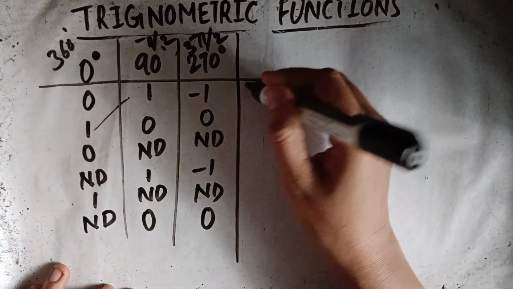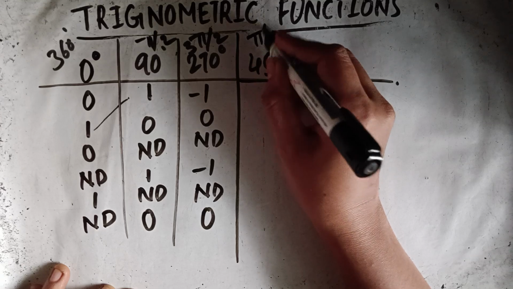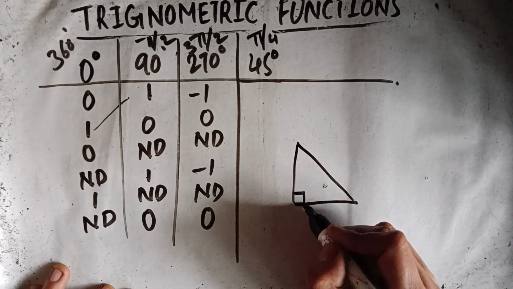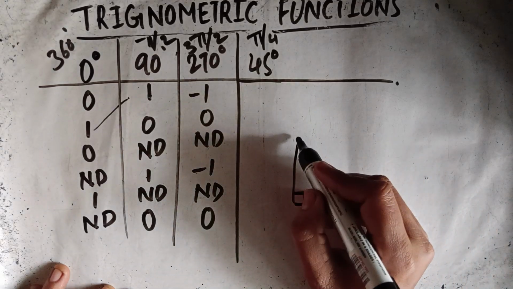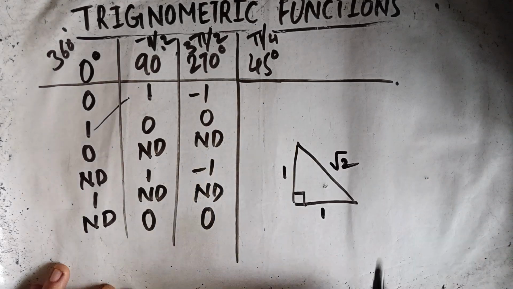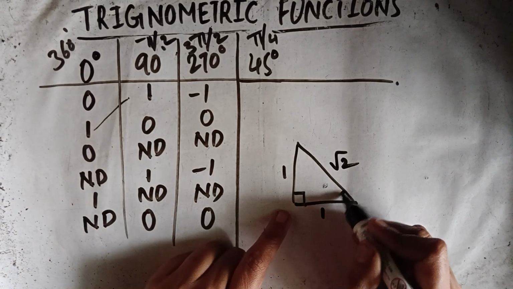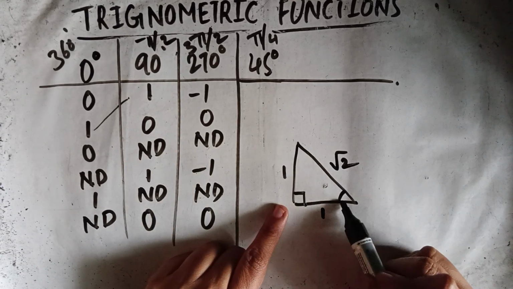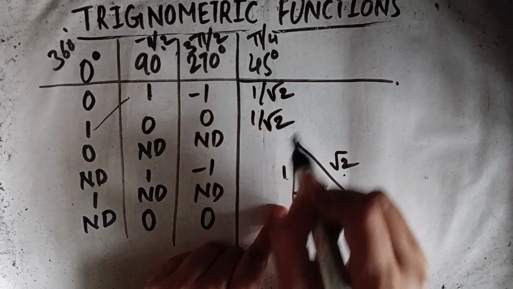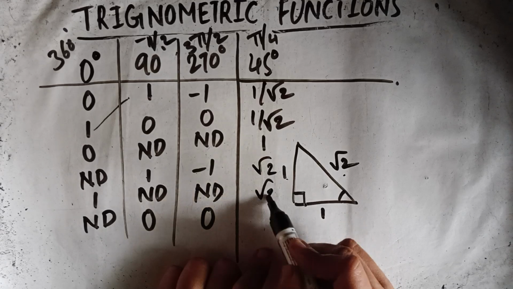Now for 45 degree, 45 is pi by 4. For 45 you have to remember this triangle, that is 1, 1, root 2. Here you have to apply Pythagoras theorem. Whatever angle you take, you will get sine 1 upon root 2, cos 1 upon root 2, tan 1, and then the reciprocals root 2, root 2, 1.